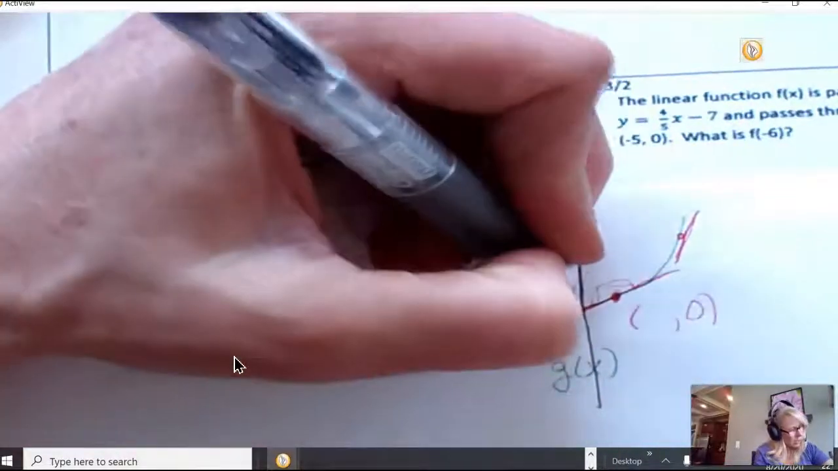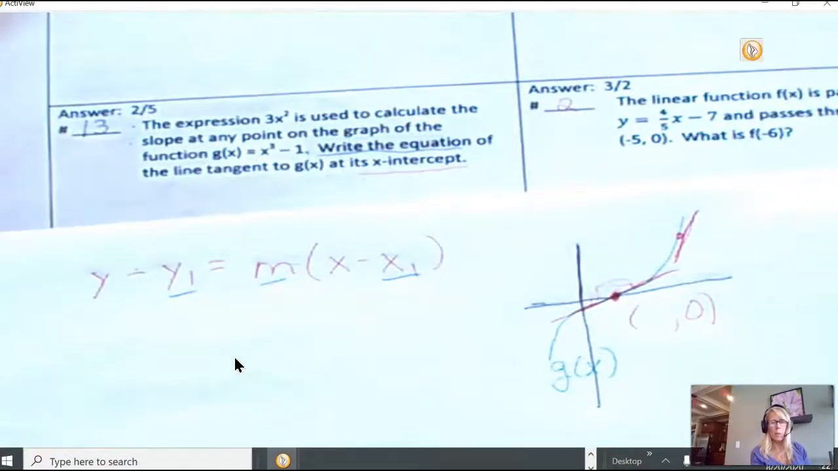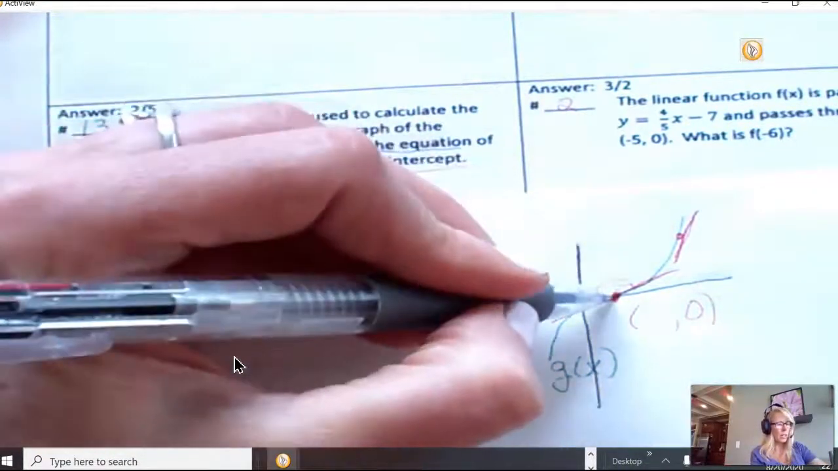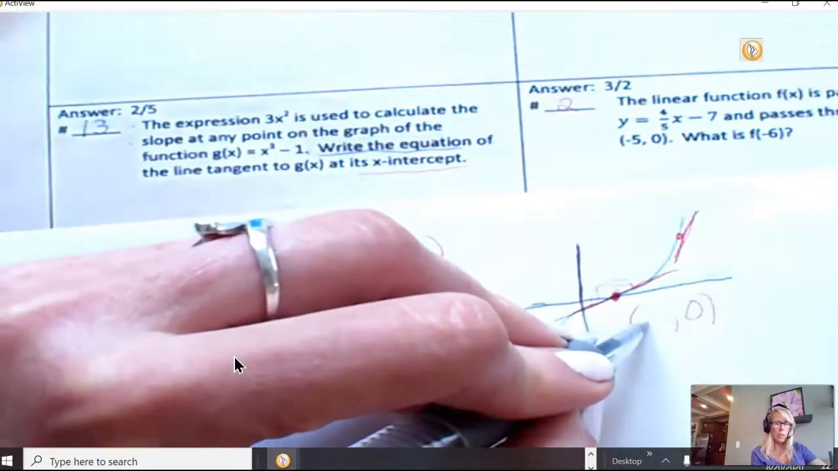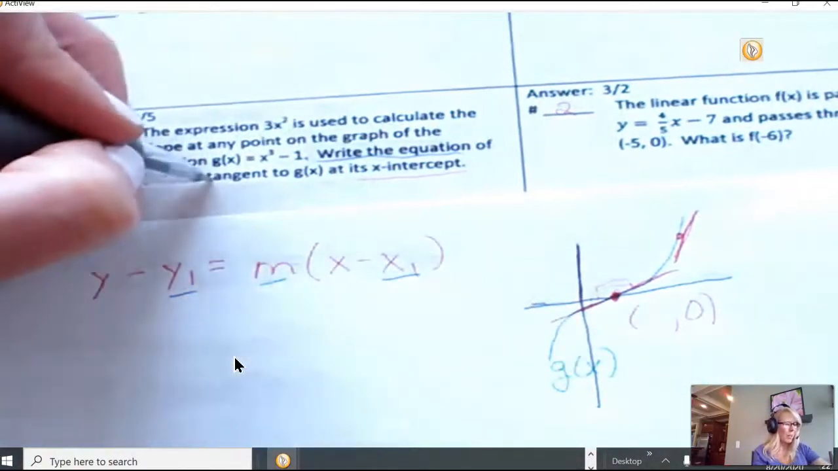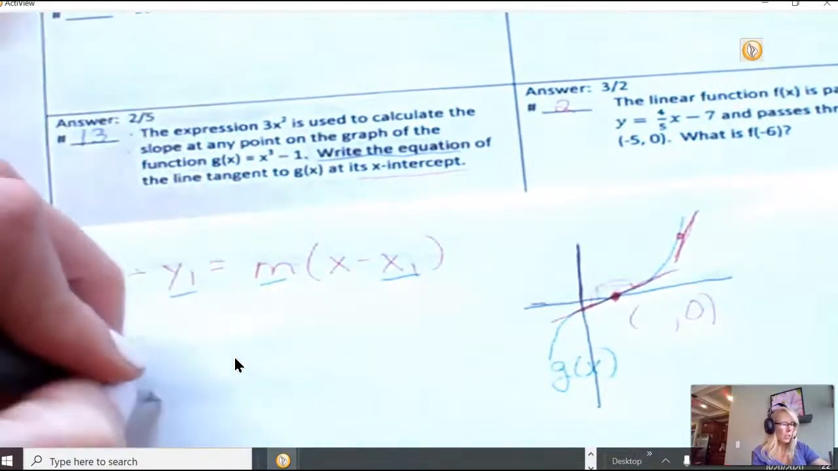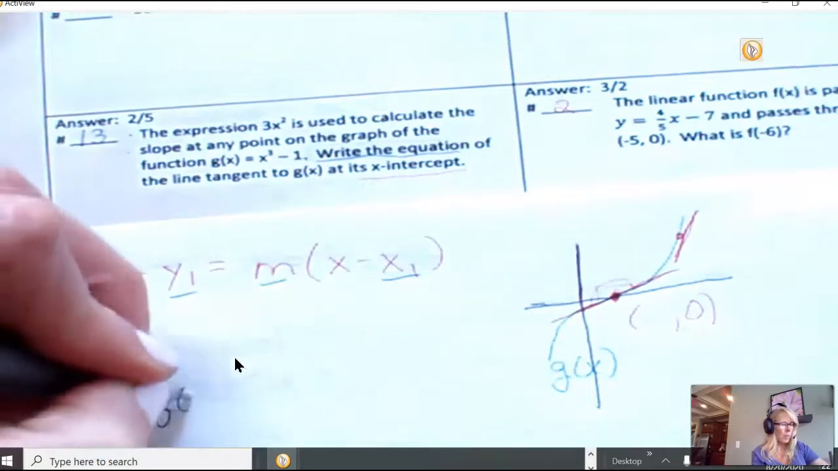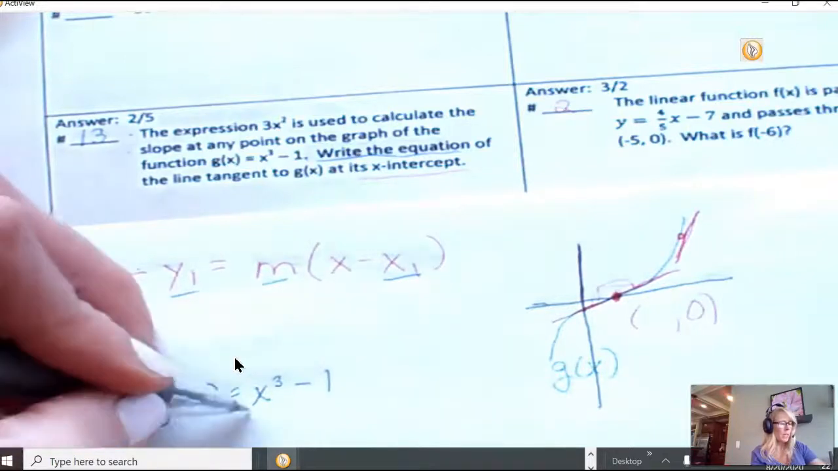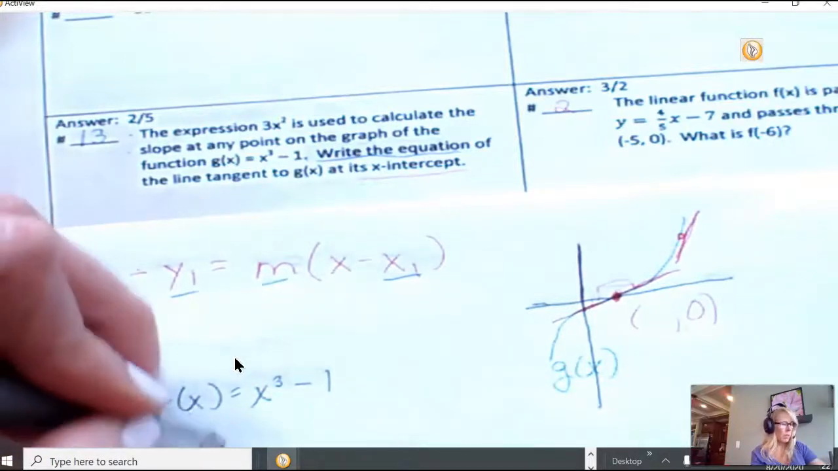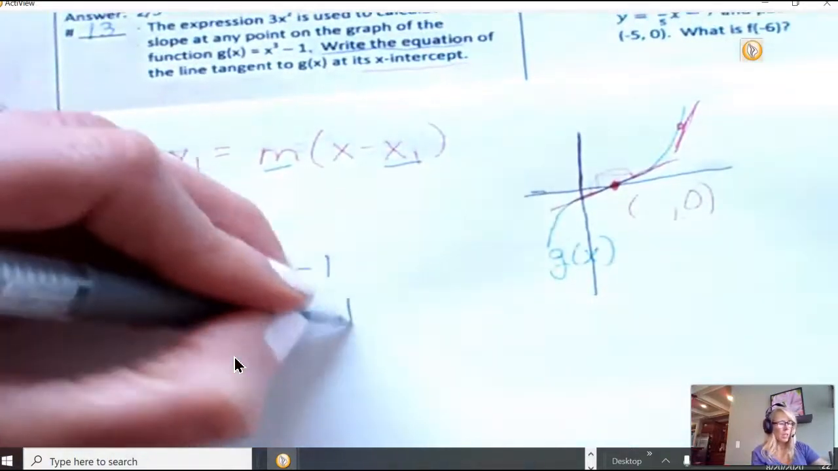Could look like this. That could be what our graph looks like. It has to cross the x-axis, the x-intercept, where the y value would be 0. We just need to know what the x value is. That's not hard, because we know what g of x is equal to. We know that g of x is equal to x cubed minus 1. So since I know that the y value is 0, pretty sure we can figure out what the x value would be.